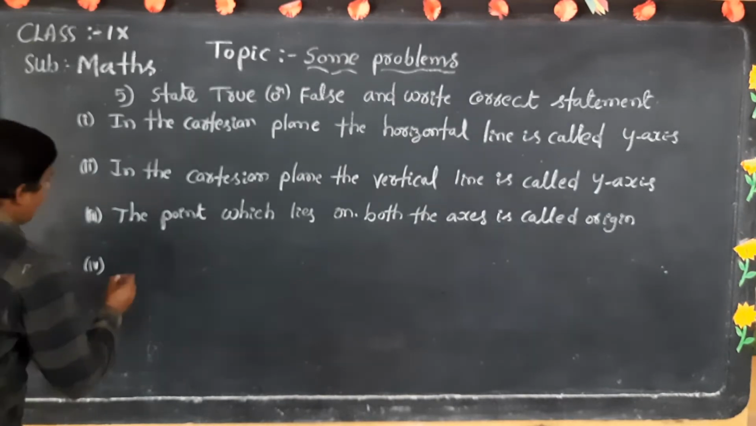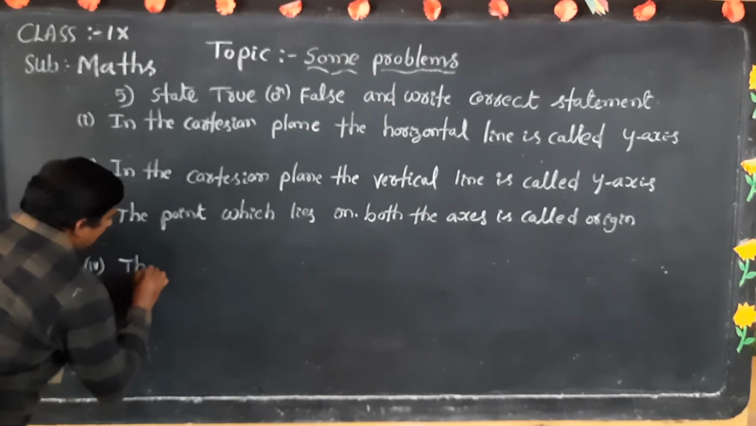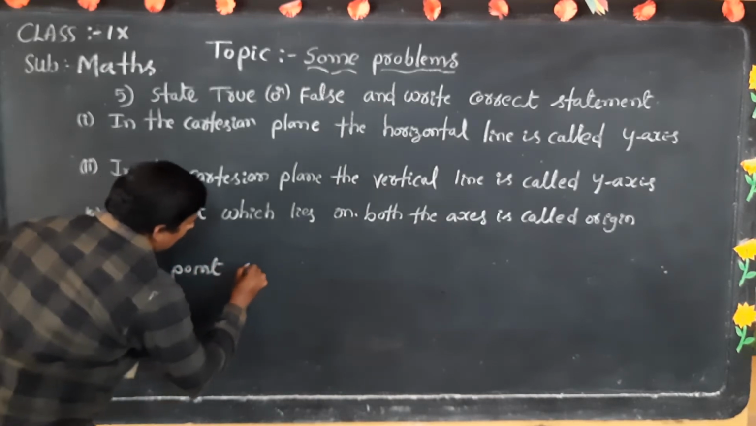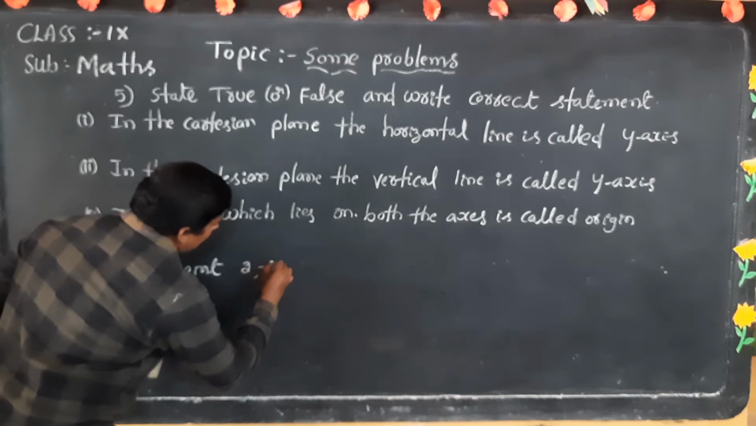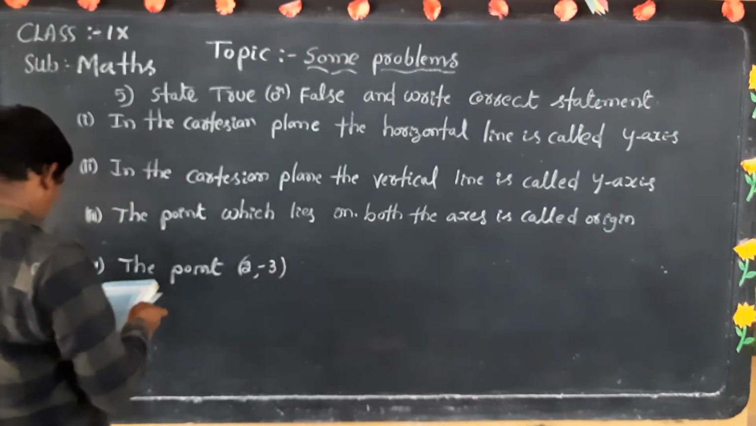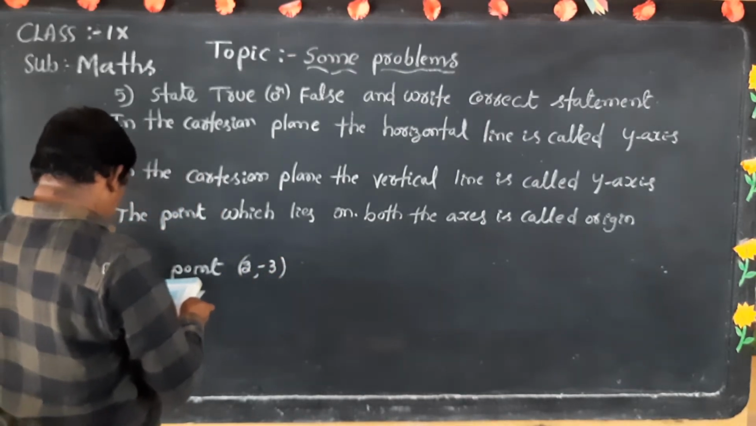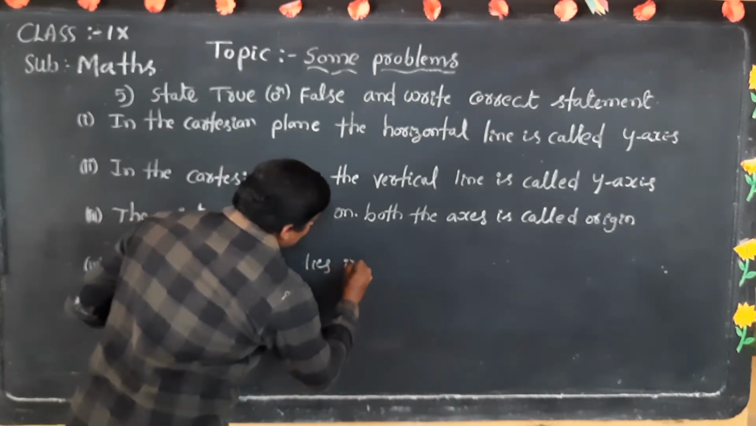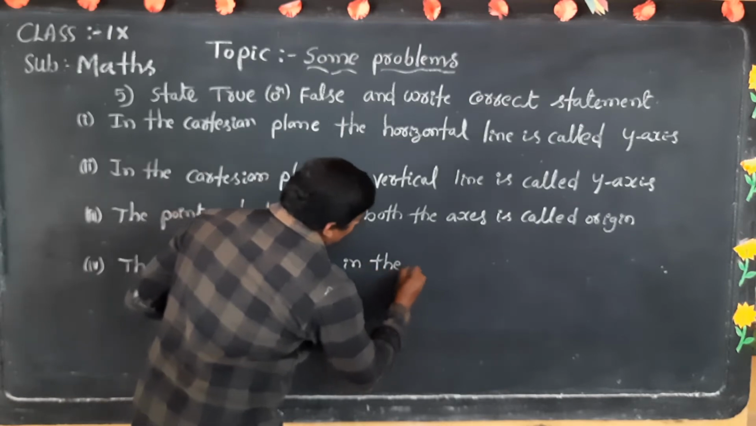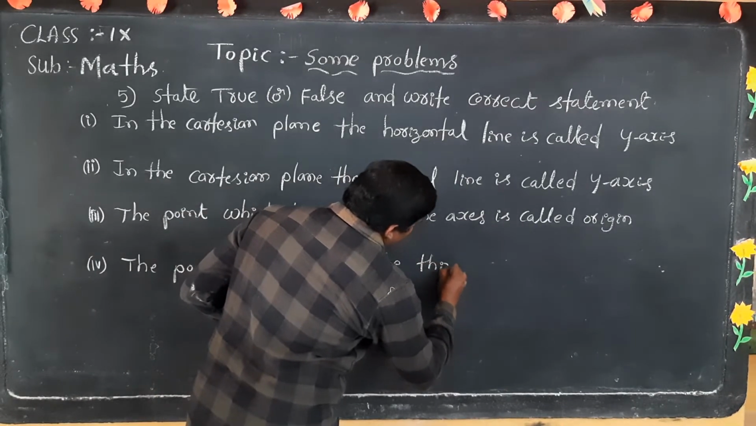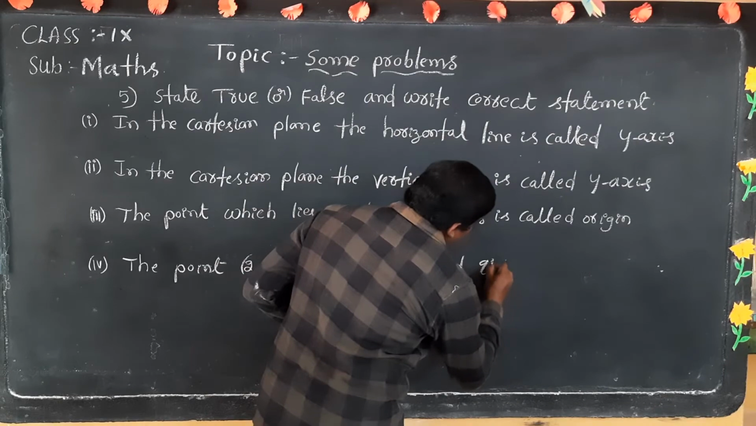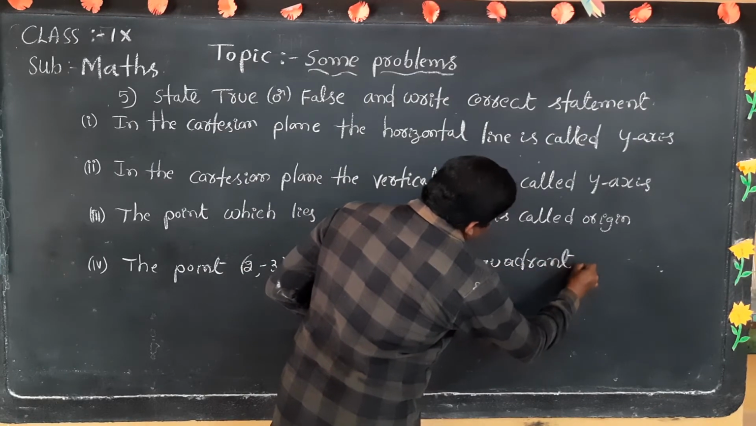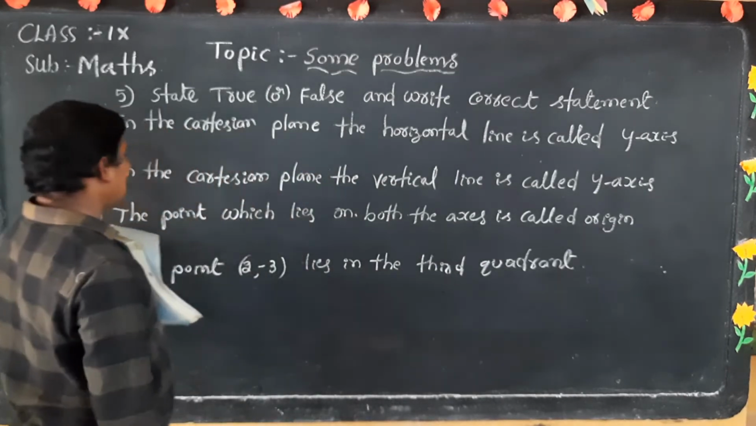And next, the point 2 comma minus 3 lies in the third quadrant.